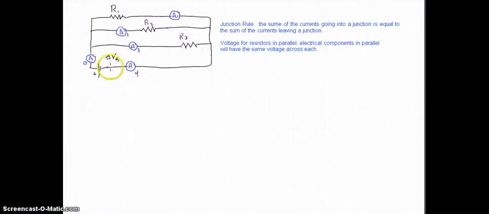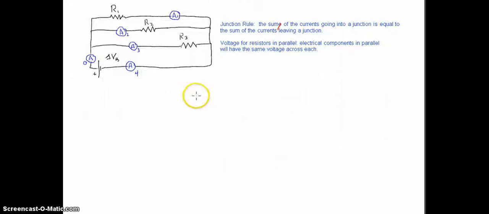Alright, so let's look at this. We have a parallel circuit of 3 resistors, R1, R2, and R3, 1 battery of delta V, and I put in 5 different ammeters. Here's a quick summary of what we just talked about. The junction rule is the sum of the currents, and I'm not quite sure why the extra E is there, so we'll take that out. The sum of the currents going into a junction is equal to the sum of the currents leaving the junction.